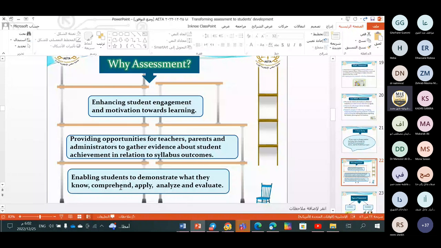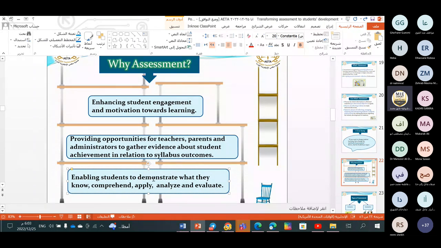Also, enabling students to demonstrate what they know, comprehend, apply, analyze, and evaluate. You know that there are many high achievers among our students. So many times they want to show us to what extent they know about this topic or that topic. How can they apply it? For example, when you explain the present simple. Let's take this as an example. You teach them about the present simple. How can they apply it?